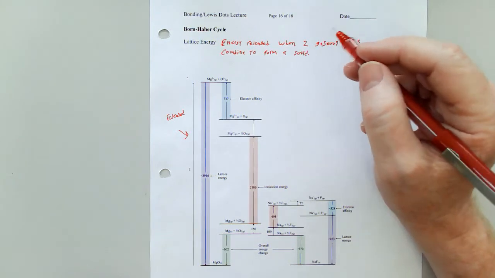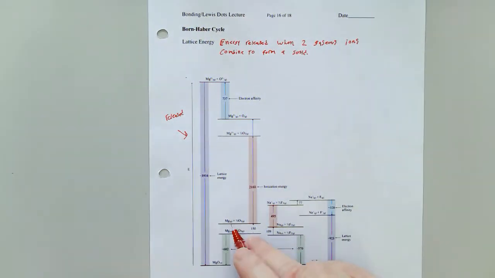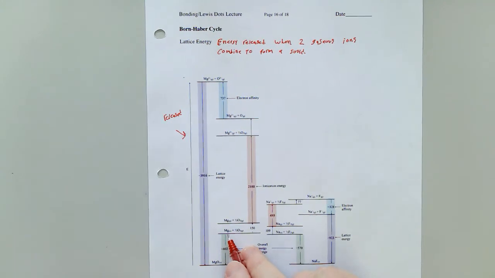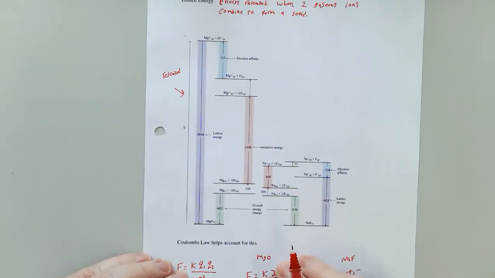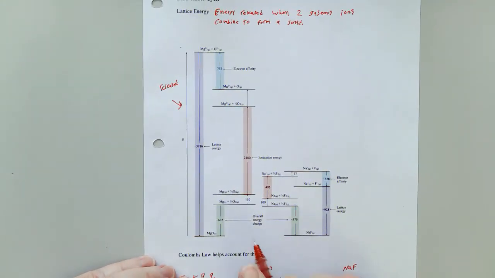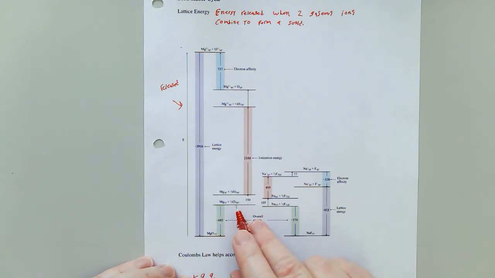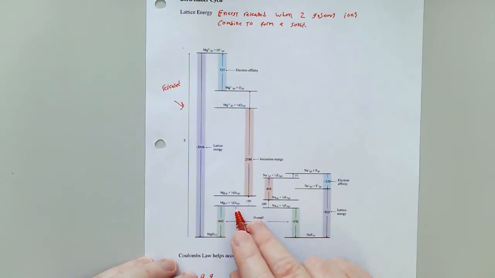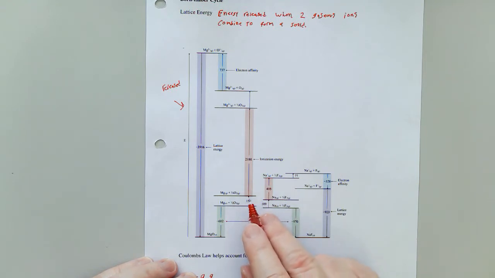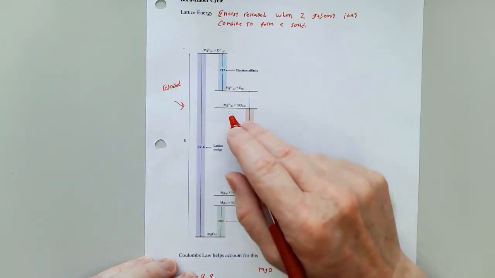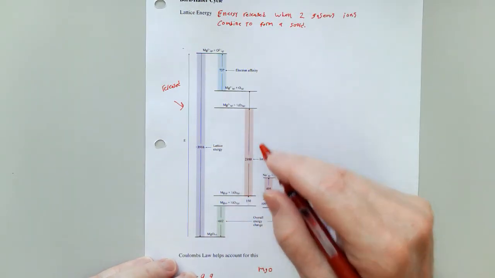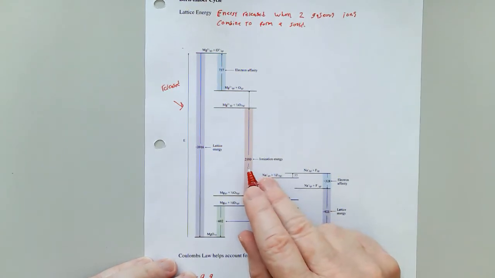Now, how do we approximate it? Well, the first thing we do is we just start with the elements in their standard states. So, Mg solid plus O2 gas. Now, we know to sublimate, or to turn the solid into the gas for magnesium, takes 150 kilojoules. We've measured that. Then, to turn the Mg into Mg2+, that's called ionization energy. And that is something that we've measured also.